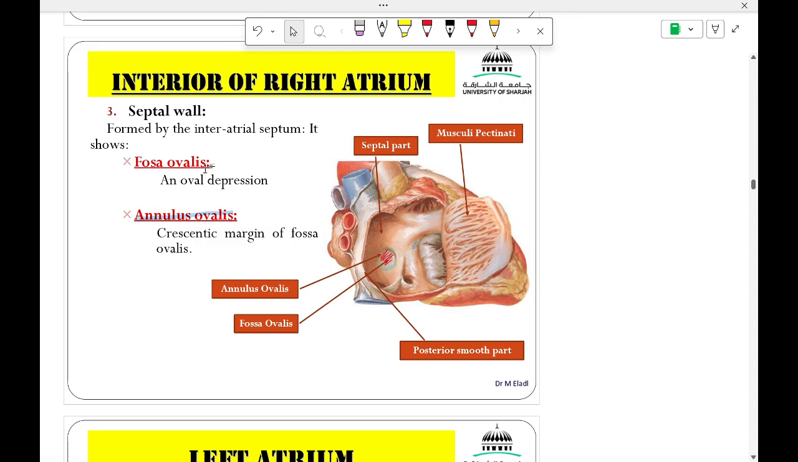Now, whenever we have a depression, we have it encircled by a margin, or more or less just the portion that is protruding, which is the annulus ovalis, or the limbus of the fossa ovalis.